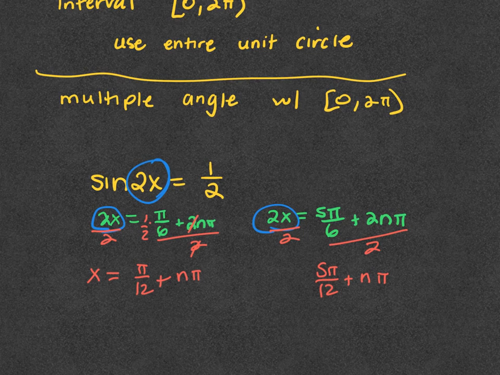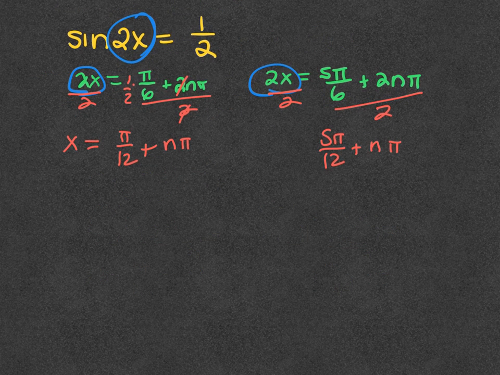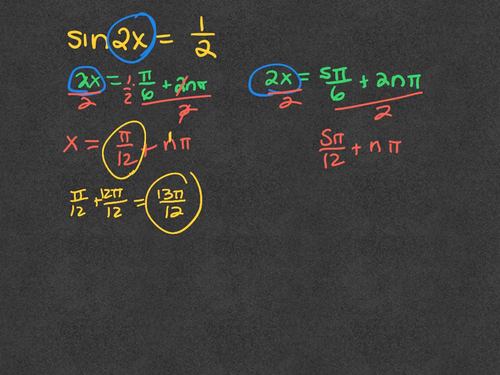Now, because it gives you the interval, you actually have to see if these angles fall within that interval, which pi over 12 does and 5 pi over 12, right? They're bigger than 0, but less than 2 pi. But then I actually have to add on intervals of what's there. So I'm going to take the pi over 12, and I'm going to add where n is 1. So I'm going to add pi. Make it 12 pi over 12. I get 13 pi over 12. And I have to see, does that fall between 0 and 2 pi? It does. So not only am I keeping the original, but I'm keeping this.